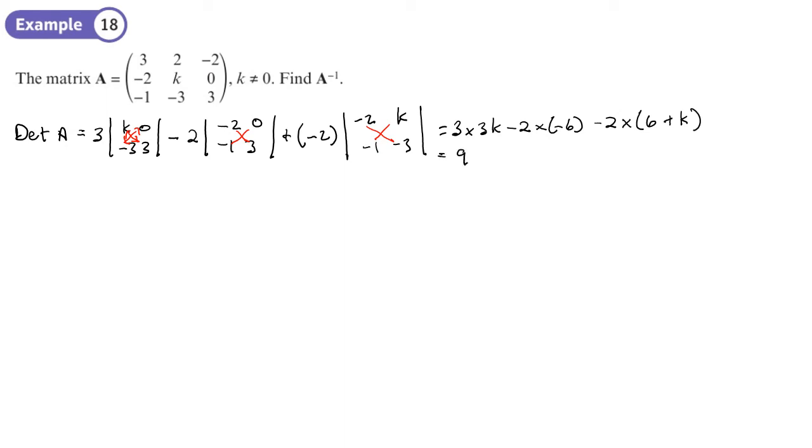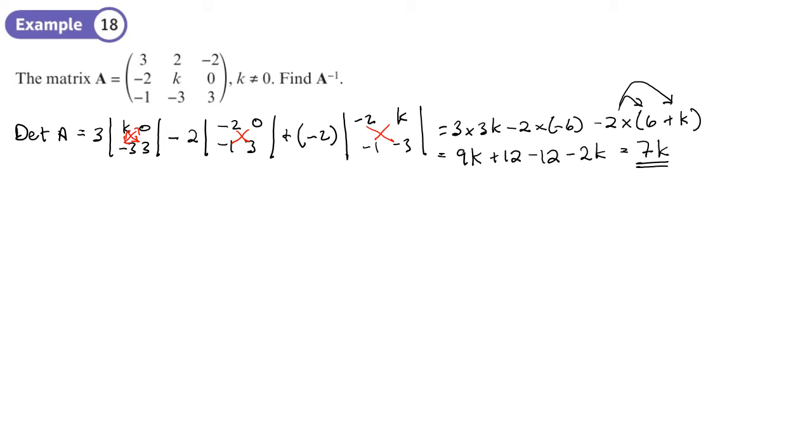Right, so what does that give us? So we have 9k, and then we have plus 12, then from expanding this over here, we get minus 12, so it looks like the 12 is gone, minus 2k. So actually, all of that just becomes 7k. So the determinant of that 3 by 3 becomes 7k.